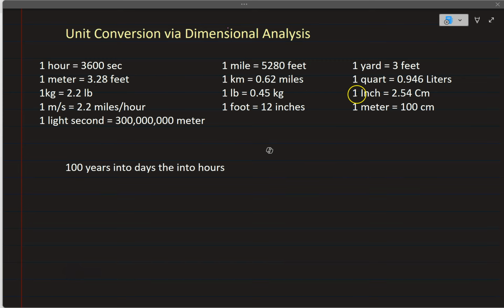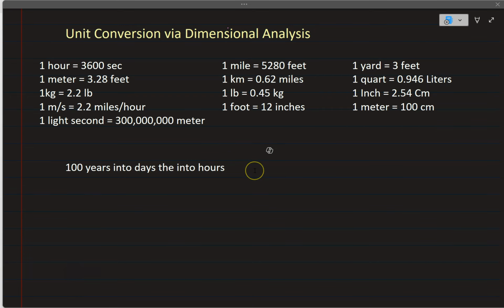And some of them are very interesting, some of them are not. For example, this one, light second. I don't know if you knew that or not. That's 300 million meters. Remember, light second is a measure of distance. If you're taking physics, you will know this for sure by the end of the course. All right, let's go through some examples. We're going to do 3 or 4 examples.